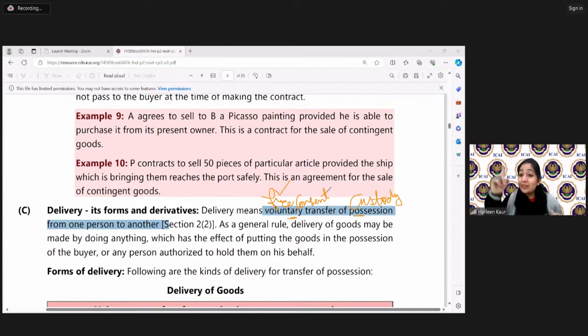then it is not a free delivery, then it is coercion. Remember, sale of goods should be having all the essential elements of valid contract. There should be a free consent while giving the delivery. Quickly tell me when the consent is said to be free.